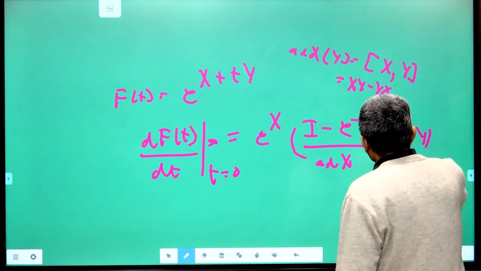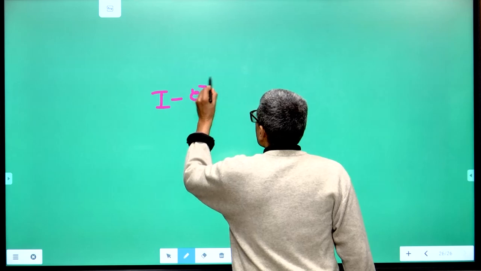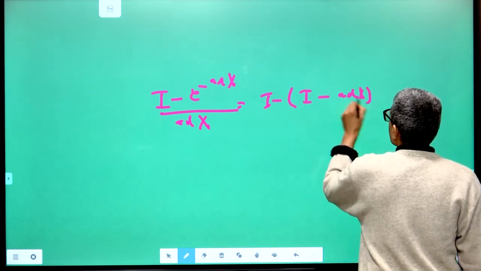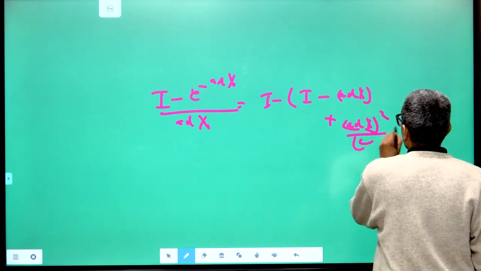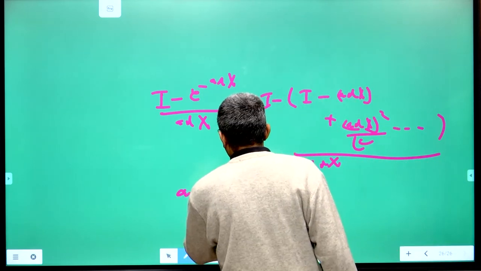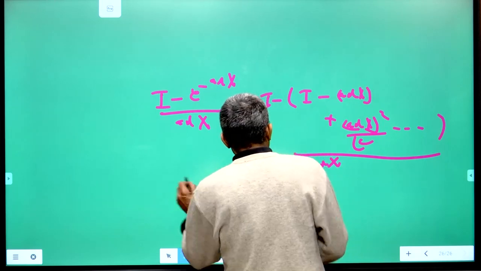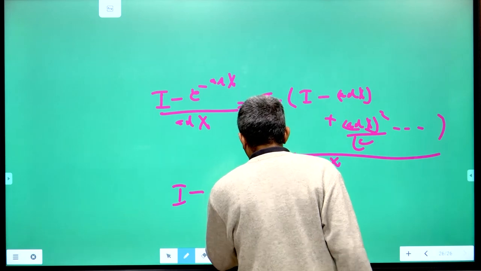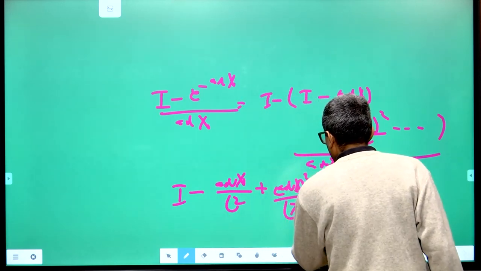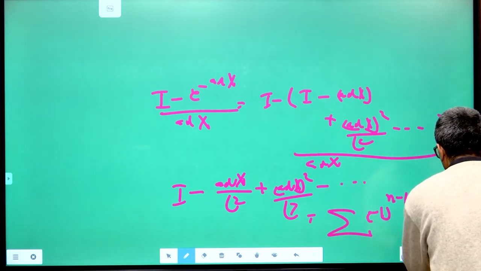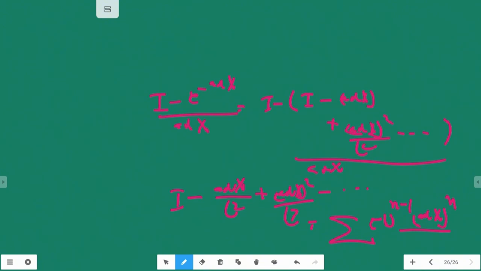So if you expand this in powers, if you write down (I minus e to the power minus ad X) by ad X, it will be written as I minus ad X plus ad X square by 2 factorial minus etc., divided by ad X. So that will give you ad X minus ad X square by 2 factorial, and so on. Dividing by ad X, it will give you I minus ad X divided by factorial 2 plus ad X square divided by factorial 3 minus etcetera. Equivalently you can write it as the summation, minus 1 power n, ad X power n by factorial (n plus 1), where n goes from 0 to infinity.